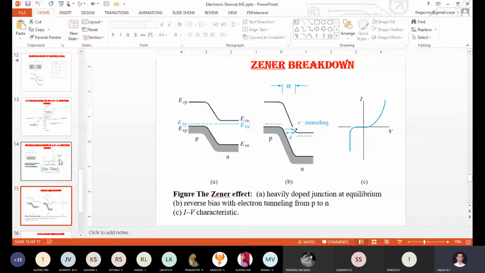Zener breakdown concept. Avalanche is due to collision. Yes, sir, avalanche due to collision. Avalanche because of high current, sir.